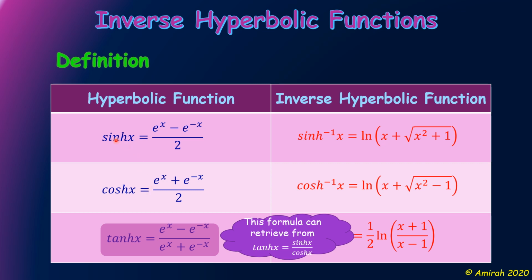So from sinh x, we have e to the power of x minus e to the power of negative x over 2. And cosh x equals to e to the power of x plus e to the power of negative x over 2. So when we divide sinh x over cosh x, we have e to the power of x minus e to the power of negative x in numerator and e to the power of x plus e to the power of negative x in denominator. Yeah, this is formula for tanh x.